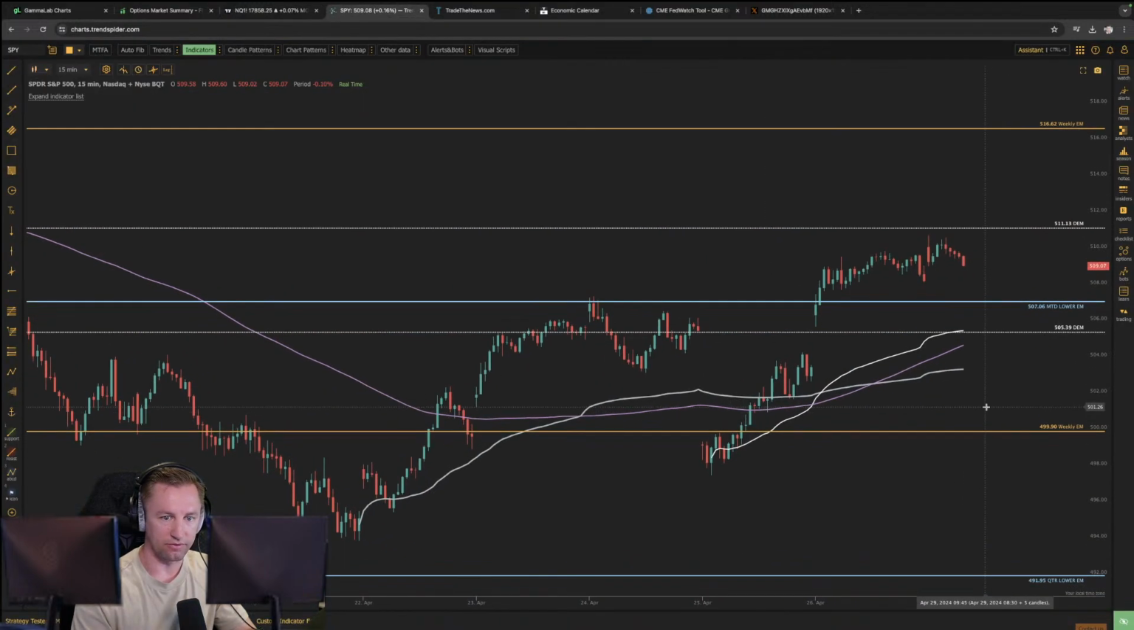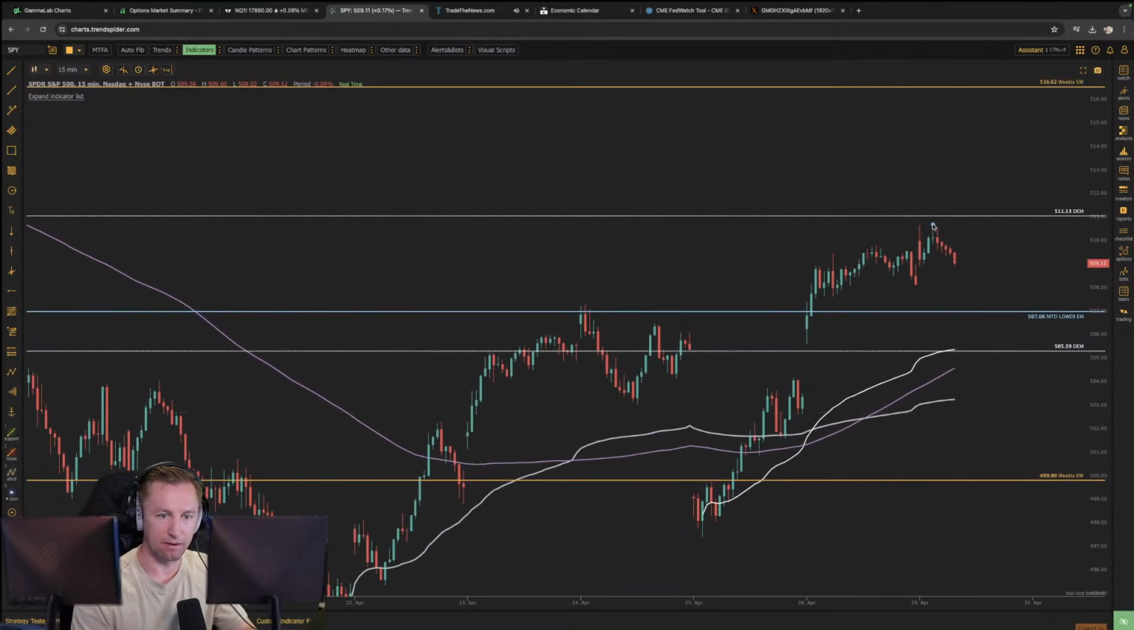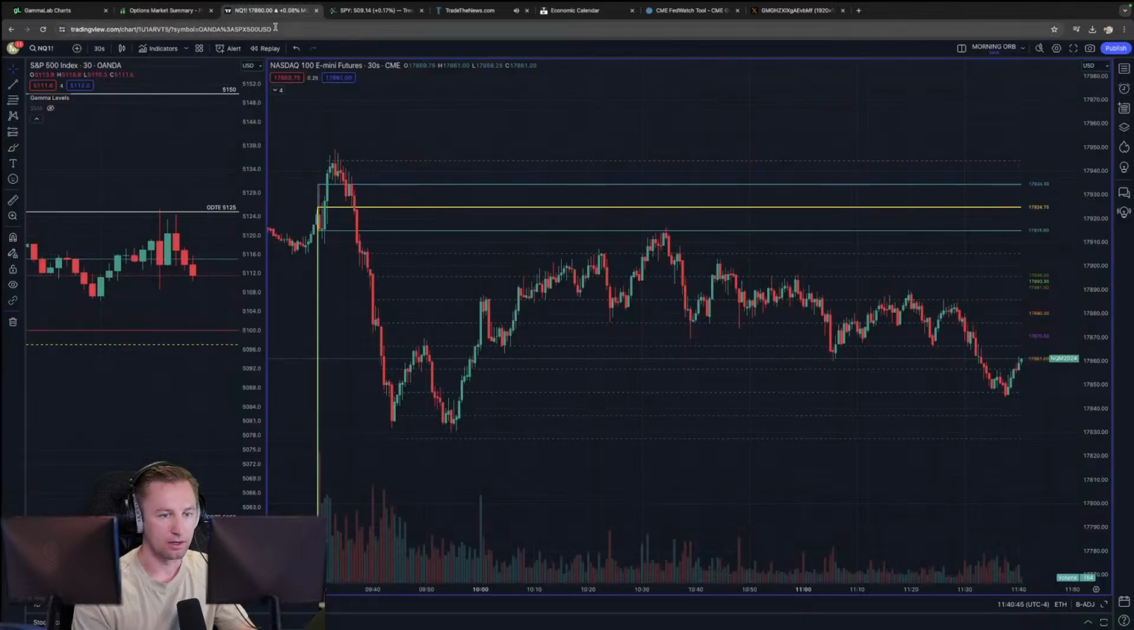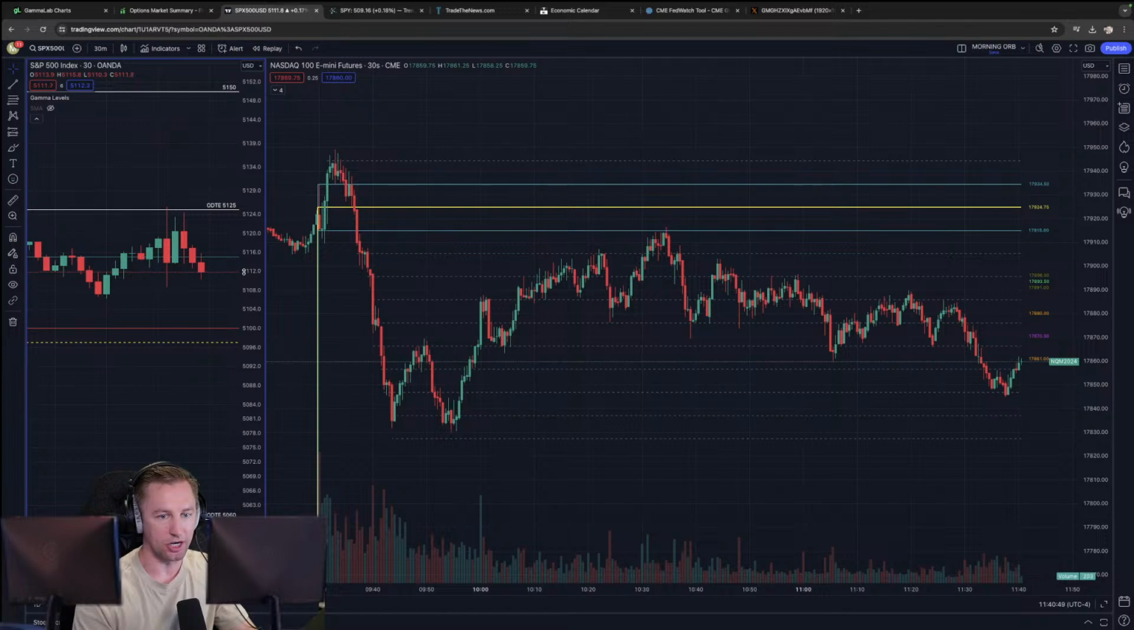So SPY is roughly flat on the day, up slightly. It's coming in a little bit here. Like I said, it literally chopped right back up. Right now, looking at market net flow, it's telling us more bearish, potentially more downside, unless it changes. But it's really just a choppy day.